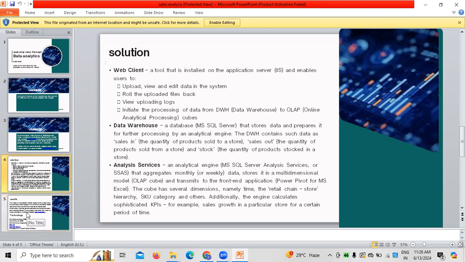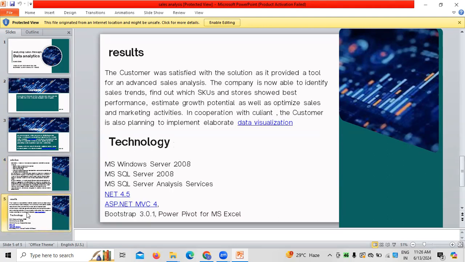Finally, what benefit is the customer trying to get out of it at the end of the day? That is important. The customer will be able to identify sales trends because of the implementation, finding out which SKUs and stores showed the best performance. Subsequently, we can estimate the growth potential as well as optimize the sales and marketing activities. As a solution provider, we develop, plan to implement and elaborate data visualization using Power BI, etc. These are the final end deliverables and the results which the customer can see.